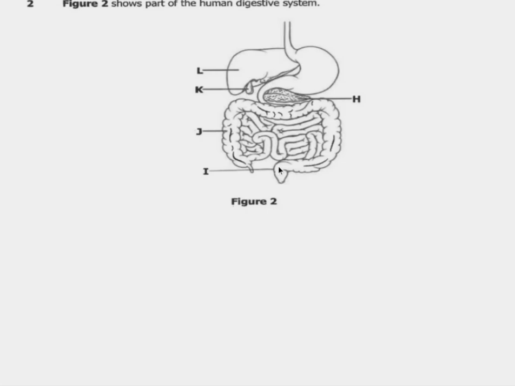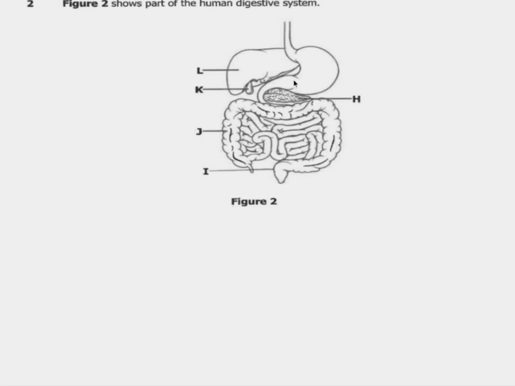So the first one is saying figure 2 shows part of the human digestive system. So we have part L, which is called the liver, part K, which is called the bile duct, part H, which is called the pancreas, J, which is called the large intestine, also these which are called the small intestine, part I, which is called the rectum. So the anus is this one, and this one is the rectum. So other parts like the esophagus, also have the stomach. So those are the major parts that we have here.